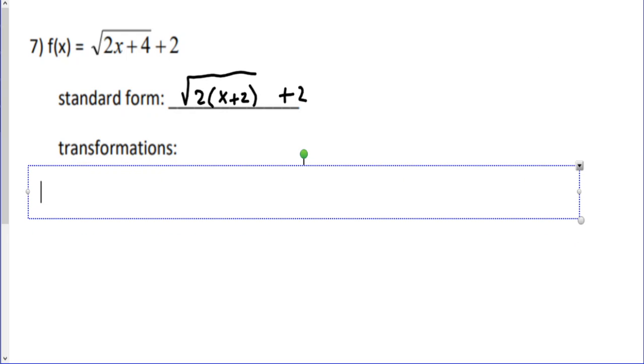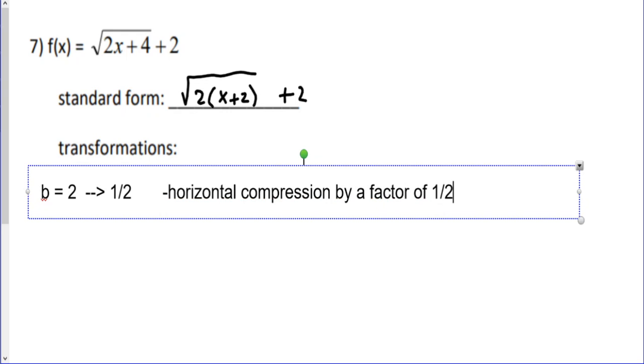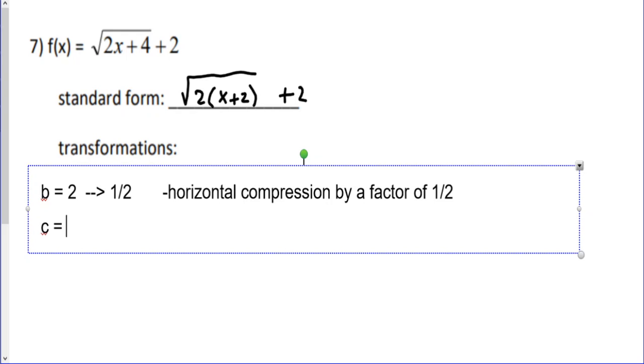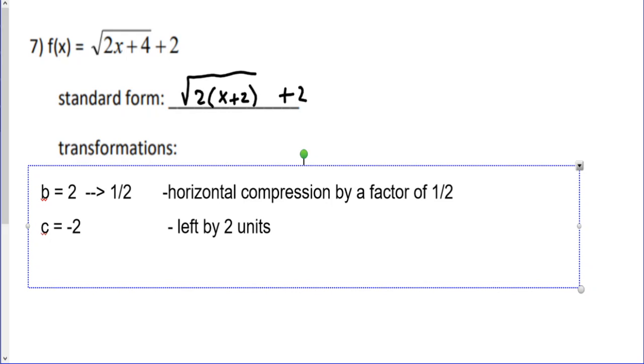Let me make this a 20 again. That seemed to work. I have no A value here. I do have a B value which is equal to 2, and again, I'm going to flip that over and make it a 1/2. What that's going to cause is a horizontal compression by a factor of 1/2. I have a C value, which, be careful, remember, is -2, and that's going to cause my graph to go to the left by 2, and then I have a D value, which is equal to +2, and that's going to cause my graph to go up by 2 units.